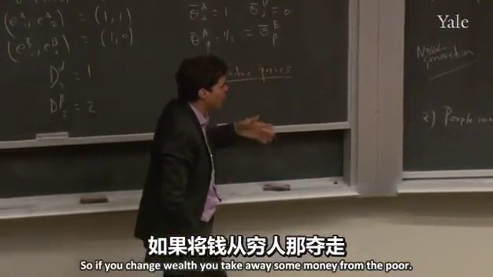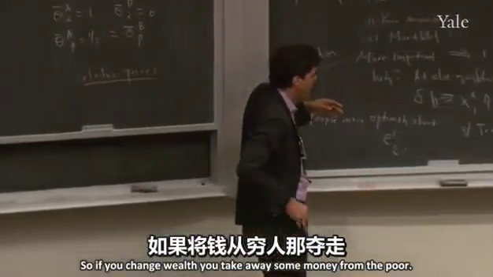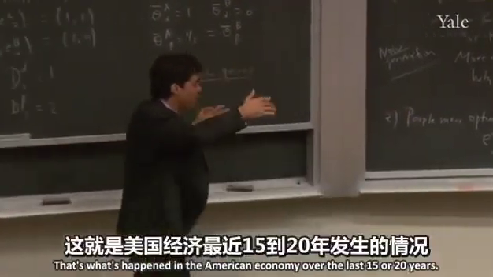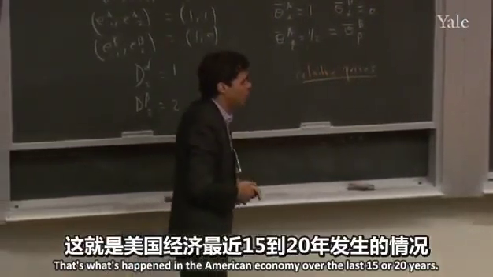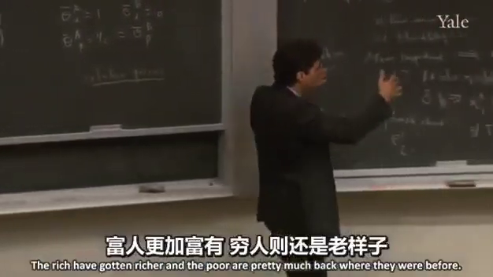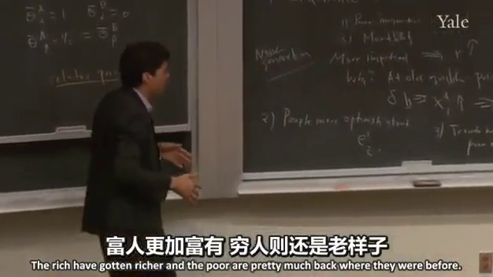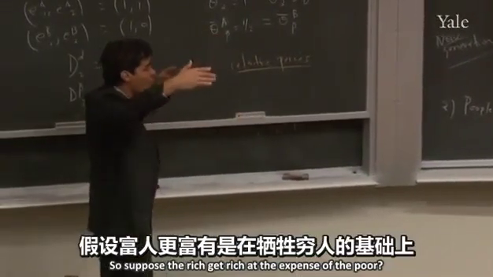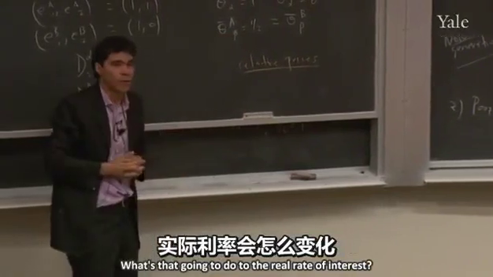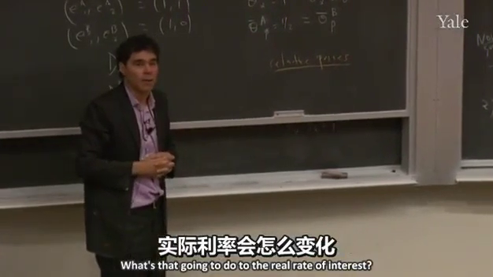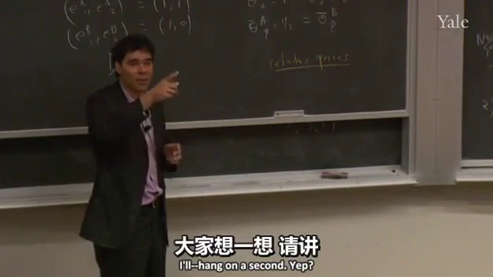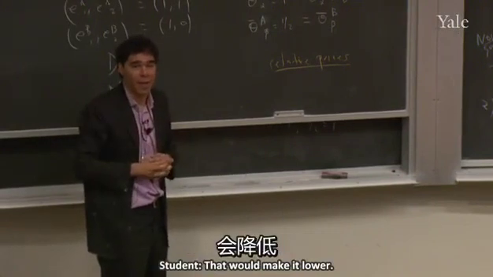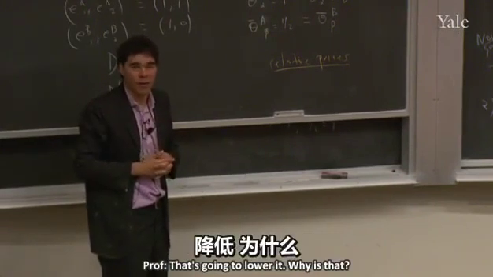So if you change wealth, you take away some money from the poor. That's what's happened in the American economy over the last 15 or 20 years. The rich have gotten richer, and the poor are pretty much back where they were before. So suppose the rich get rich at the expense of the poor. What's that going to do to the real rate of interest? Okay, hang on a second. Yep. That's going to lower it. Why is that?